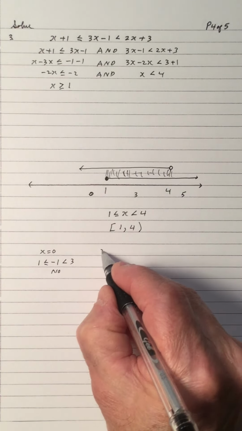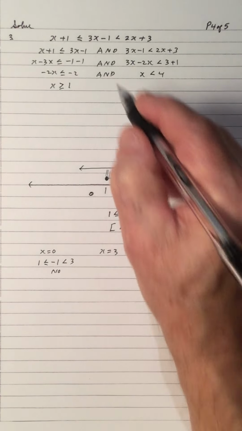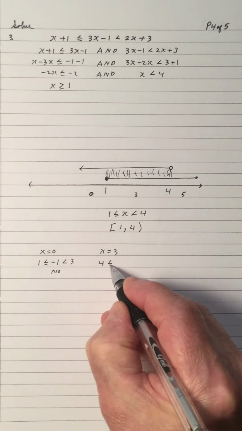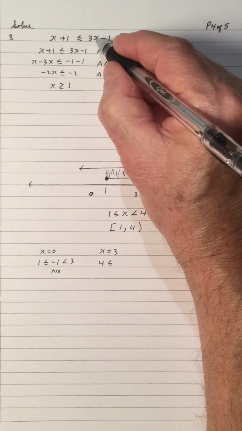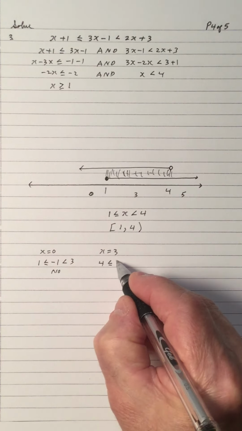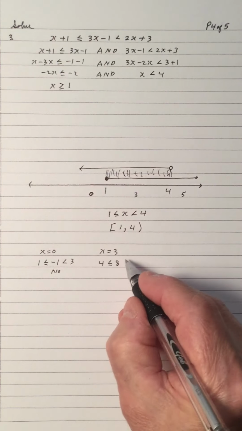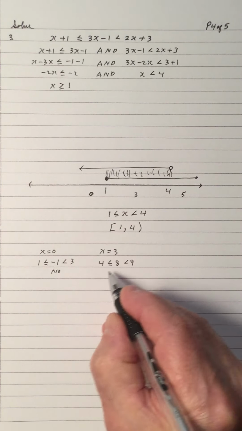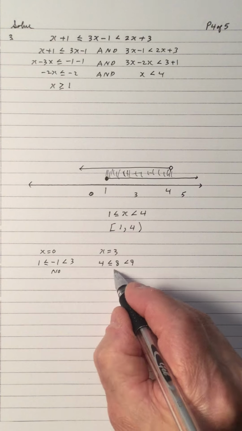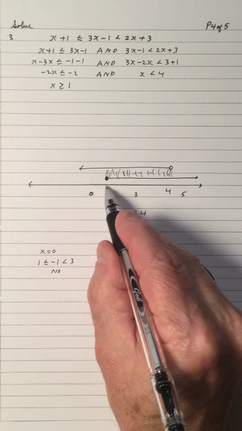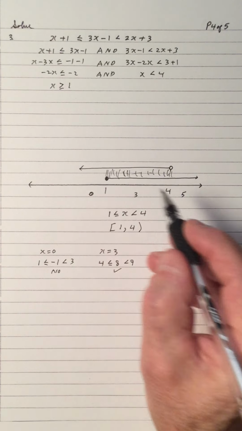And what about when x is 3? Take 3 and put it right here, I get a 4, less than or equal to. I put a 3 in here, I get 9 minus 1 is 8. I put a 3 in here, I get 6 plus 3 is 9. So 4 is less than 8, less than 9, that's okay. So you can see that the numbers we're using are between 1 and 4 and equal to 1.